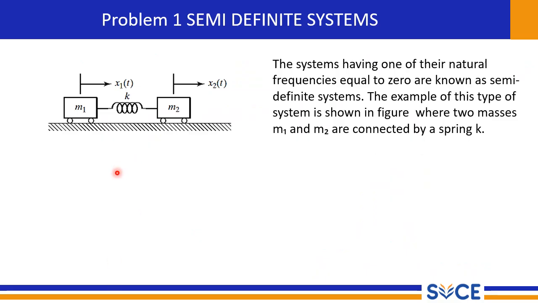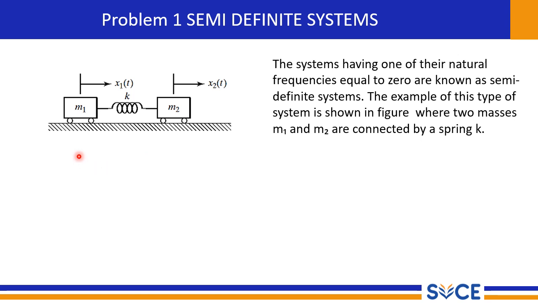Let's solve problem 1, which introduces us to a special type of system known as semi-definite systems. Take a look at this diagram. We have two masses M1, M2 connected by a spring. Notice that the masses can move along a horizontal surface, indicated by the displacements x1, x2.